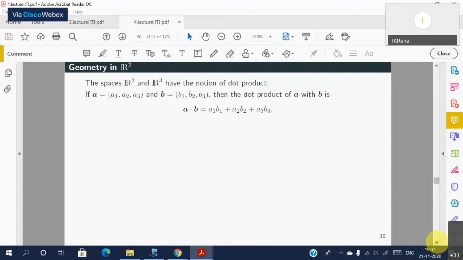Now I would like to slightly shift my concept. I don't know how much time I've got. I have got around 10 minutes more.